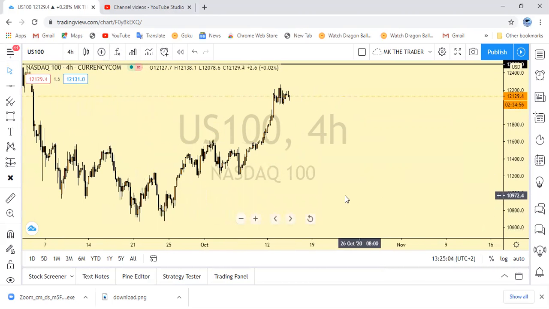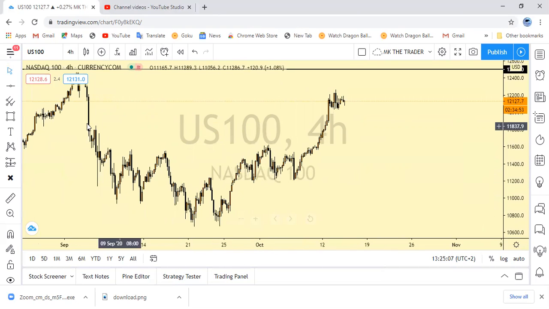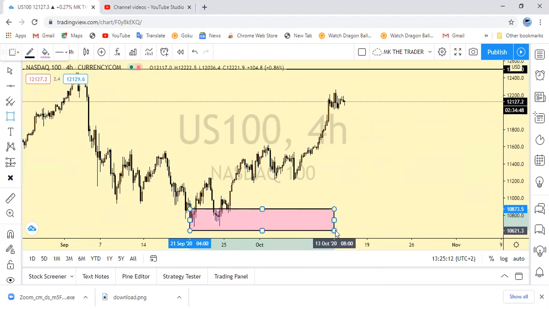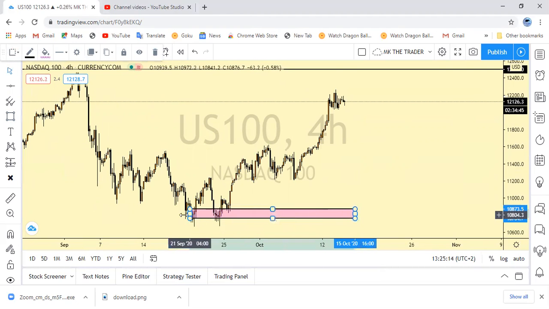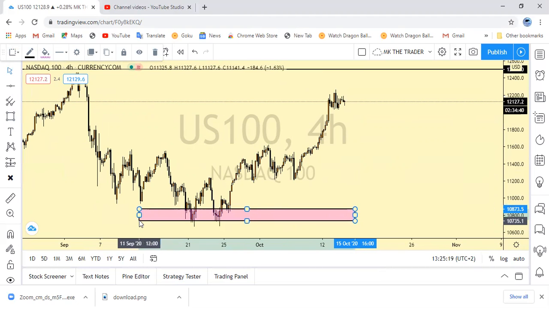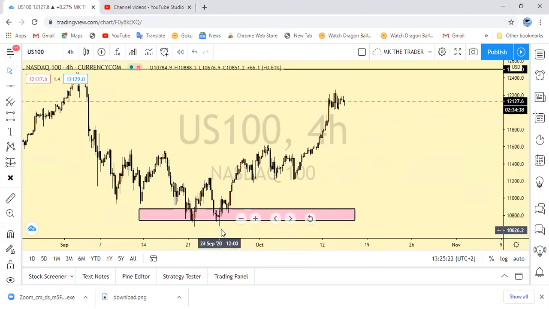So this is where it began. We had this level here. Only those who are in my lifetime premium group will understand why this level. We have our second touch here of this level, and then a spike to the downside whereby stops were being hit.